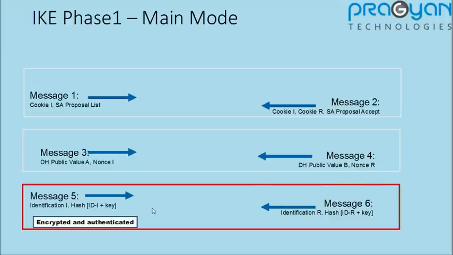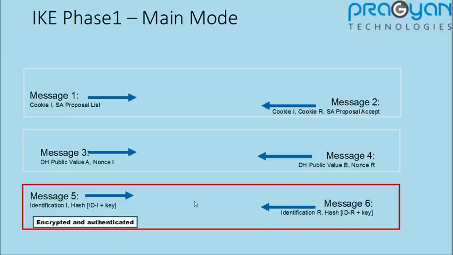So from message number 5 onwards, the rest of the messages are going to be encrypted using the key that got generated after the third and fourth packets, right? So that's why this indicates that these packets are encrypted. So what is the purpose of the 5th and 6th packets? The 5th and 6th packets are for authentication.